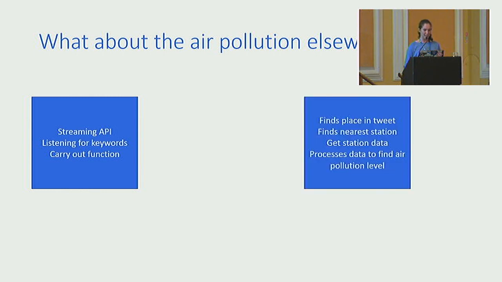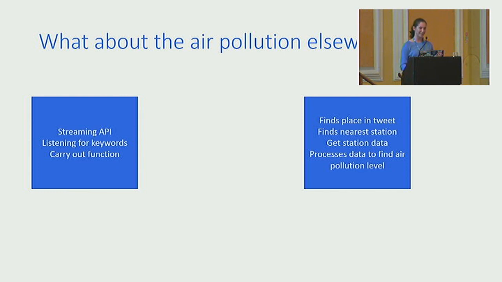But then I came into problems again with the Defra API. It was fairly easy to just say that you had to have a specific structure. So when the tweet came in, it had to say "what's the air pollution in" and then the name of the place, and you could split it on the "in" and get where they're looking at. But then you had to try and find the data for that particular place.